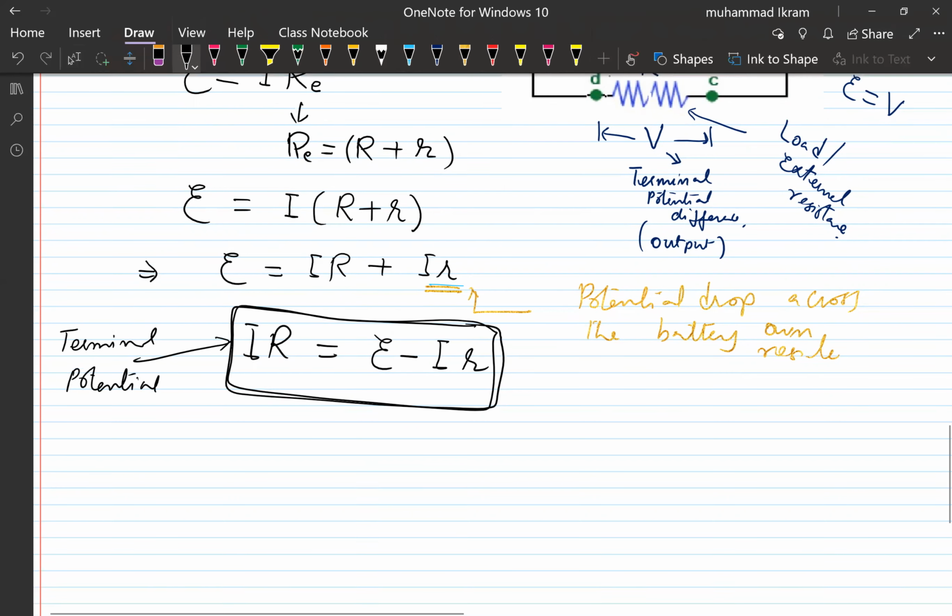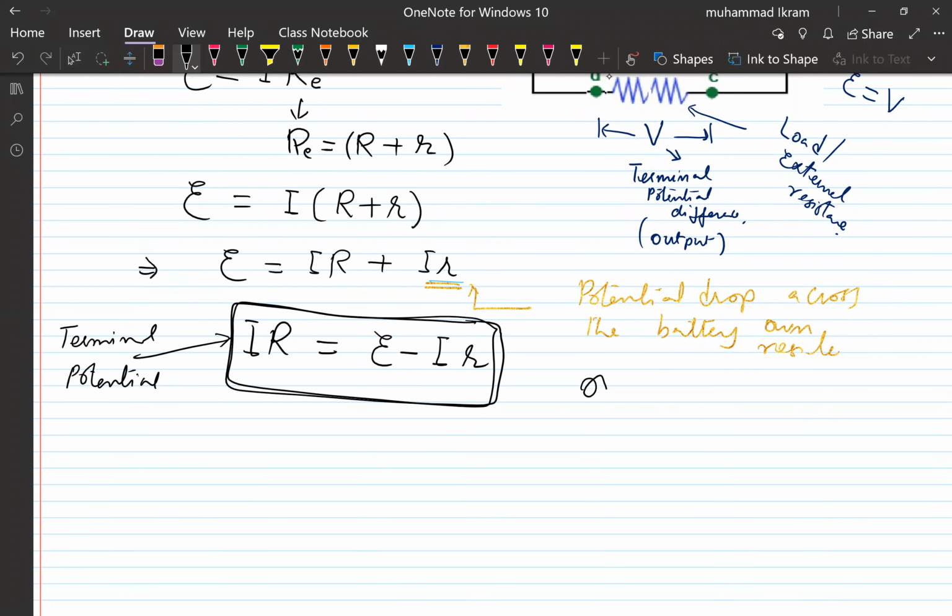Or from this equation, we can also say that the total current in the circuit is not the EMF source by R, rather it is equal to the EMF divided by R plus r. This is the total resistance of the circuit. Now, what happens? There are many cases. If the circuit is open, for example, one such case I will tell.